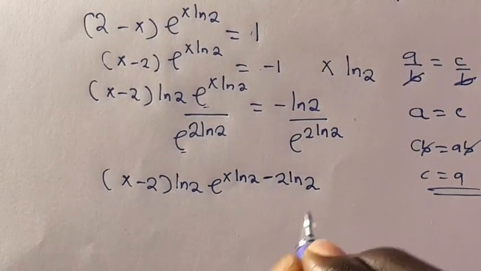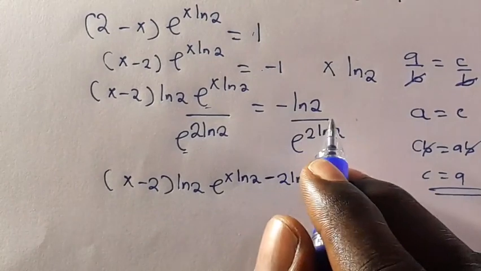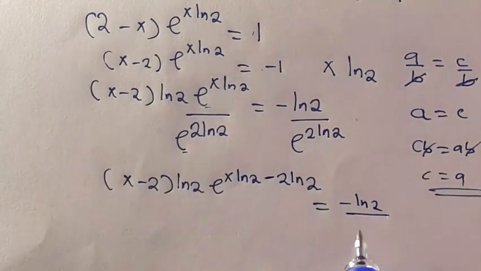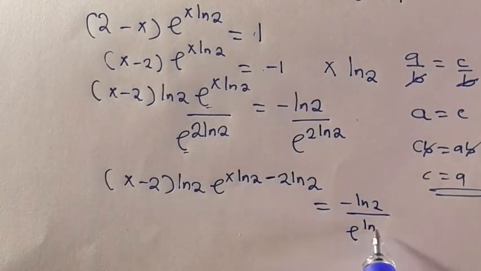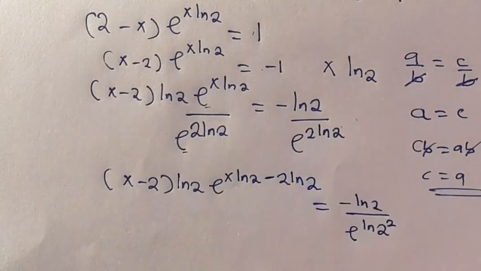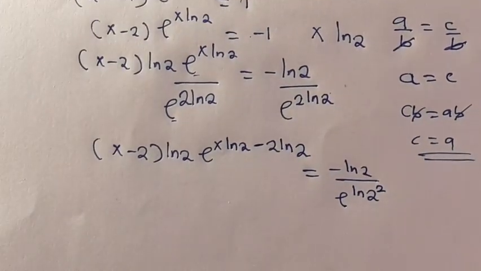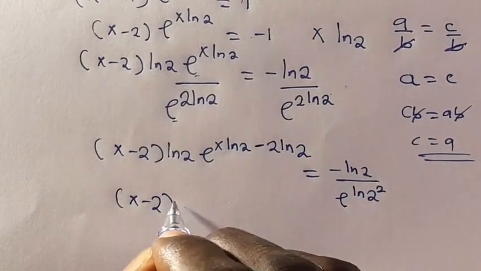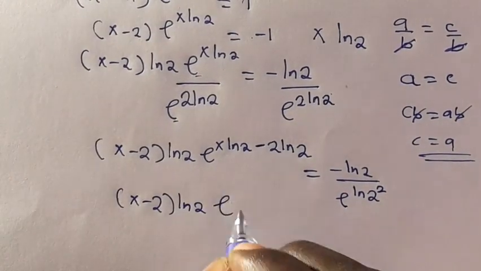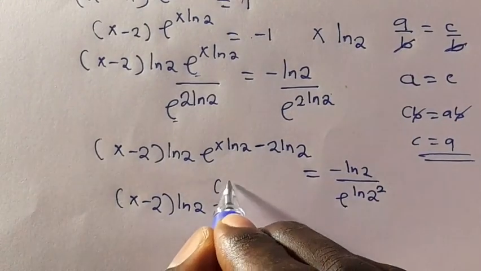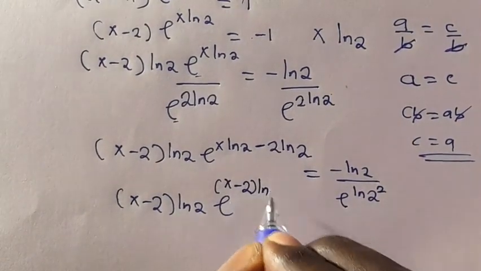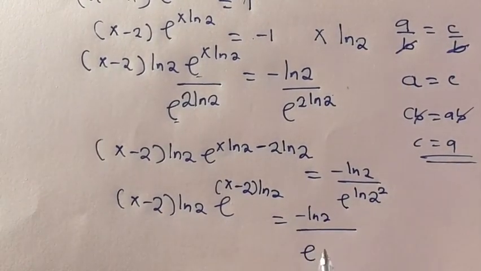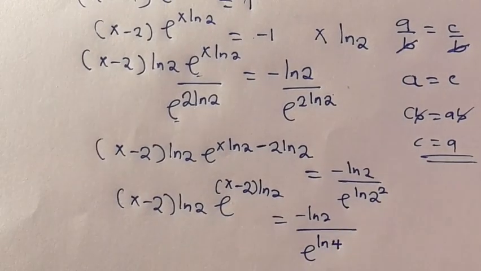And we're going to have this equals this. You can have it to be minus ln2 divided by e raised to power ln2, 2 raised to power 2, by taking this one back here. So now, guys, we have this to be (x minus 2) ln2 e raised to power (x minus 2) ln2, which we can factor out, equals minus ln2 divided by e raised to power ln4.